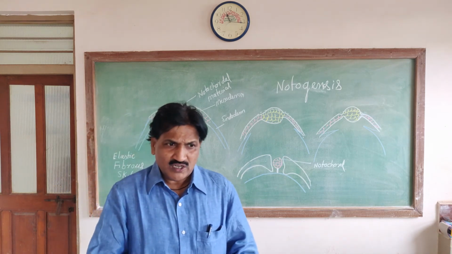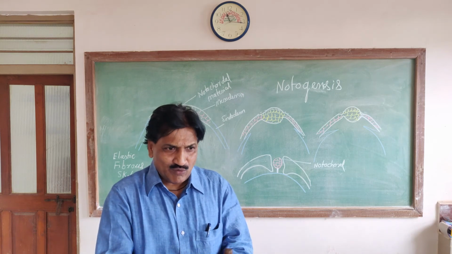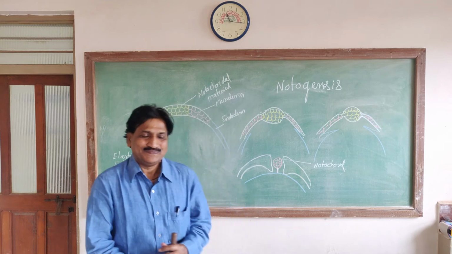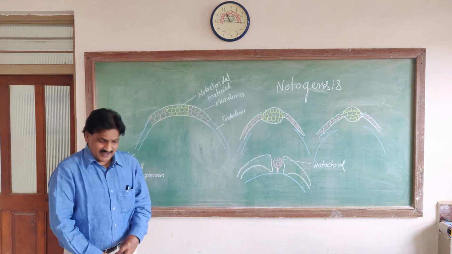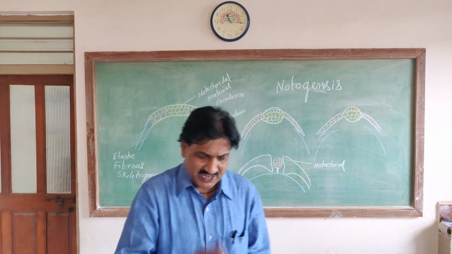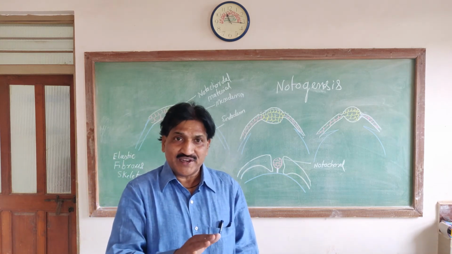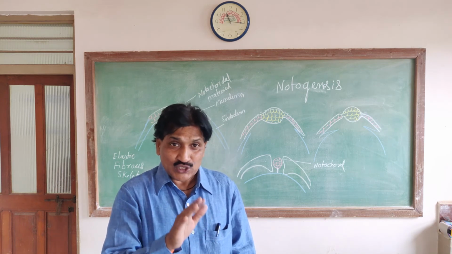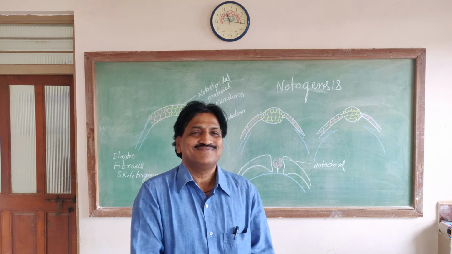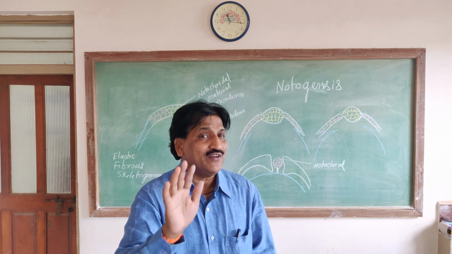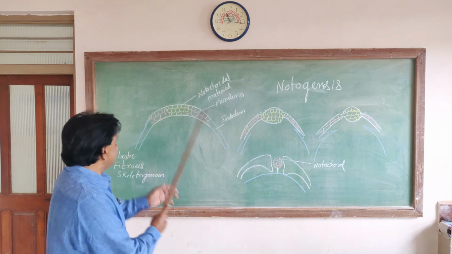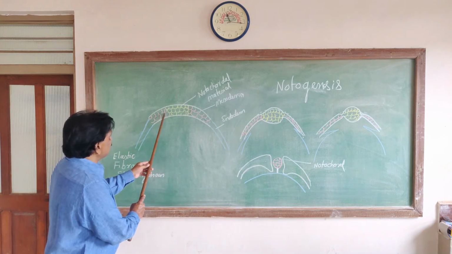Now, what are the steps involved in the formation of the notochord? Once again, the notochordal material is located on the roof of the archenteron. The roof of the archenteron has a structure called the chordomesoderm, because it is a combination of the mesoderm and the notochord.